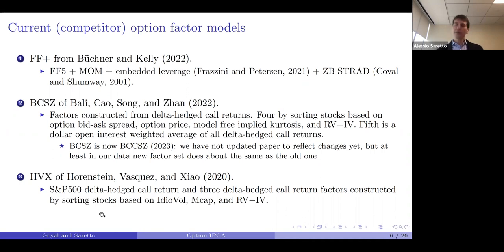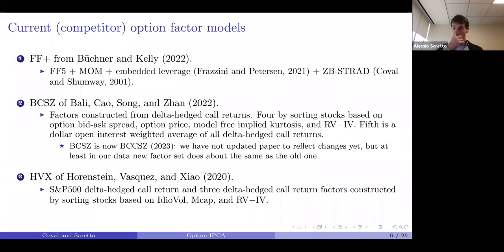Here they do something interesting because they basically take three spread portfolios. Those are again constructed by sorting stocks based on characteristics and then forming spread portfolios based on idiosyncratic volatility, the market cap of the equity, and the spread between realized and implied vol. And then they add an aggregate factor. This is the return on a delta hedged call position on the S&P 500 at the money.